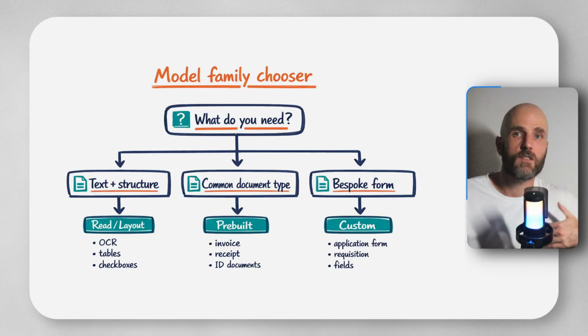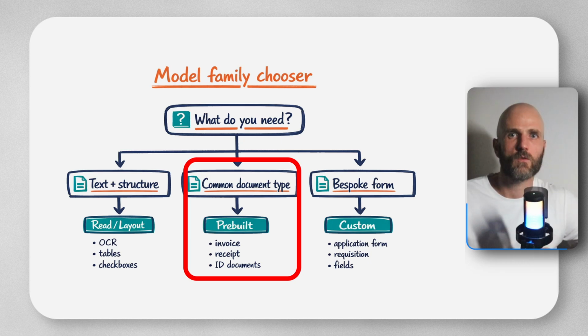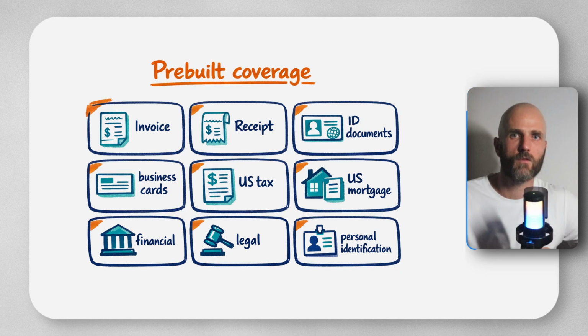The second family is pre-built models. This is where most teams start because it's zero training. Microsoft has already trained these on lots of examples of common documents. So I just call the pre-built invoice model or receipt, or ID documents like passport or driver license or business cards. There are also whole sets for industries like financial and legal, US tax, US mortgage, and personal identification. With one API call, I get back the named fields it detected plus confidence scores.